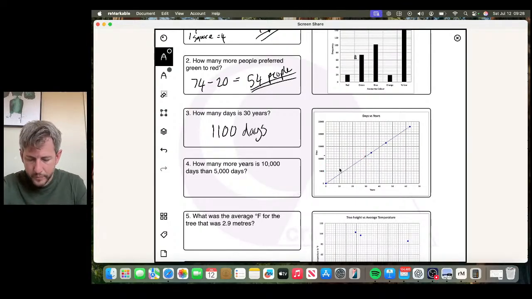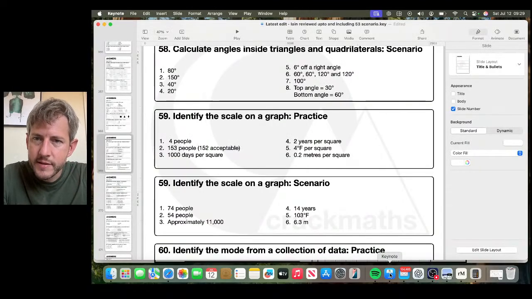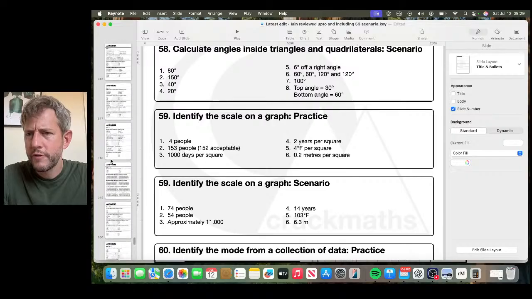Okay, right. Question 4. How many more years is 10,000 days than 5,000 days? I don't like that these are on different lines. That's a few things that I don't like about this.